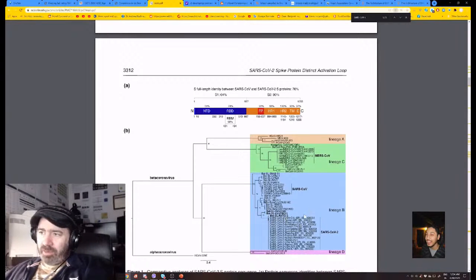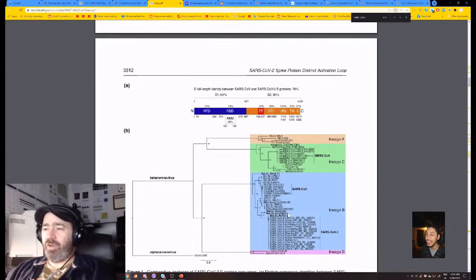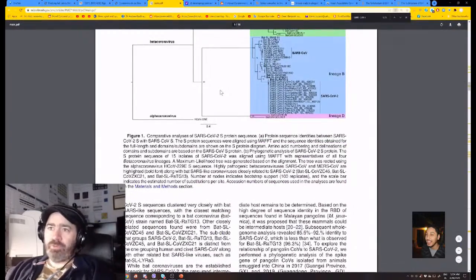We know that it's related to the RATG13, and we don't know if it's a modified RATG13. Who knows?